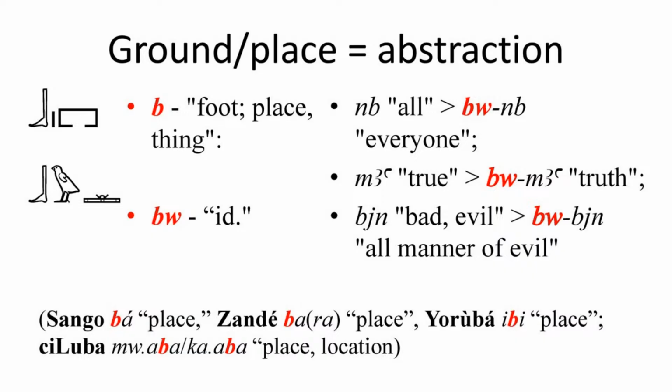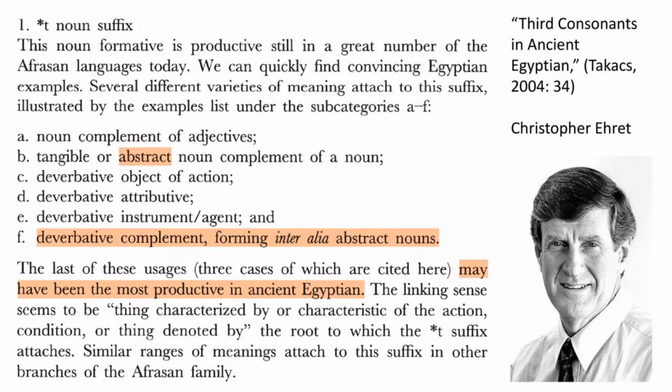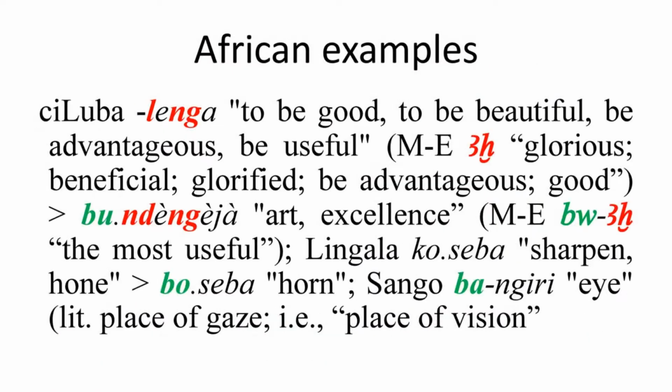To give you an example of this phenomenon outside of the feminine T, but within the ancient Egyptian language, we have the word b, meaning foot, or bu, meaning foot, but it also means place and thing. And so the word for foot and place or ground is used grammatically as a prefix of the abstract. So, for example, you have neb, all, and then you have bu neb, everyone. Then we have the word ma, meaning true, and then you have buma, truth. Bin, meaning bad, evil. Then you have bu bin, all manner of evil. So we're seeing that the word for foot or place is used to mean the abstract. This lets you know that the T suffix was a word meaning ground or place, and then, as I argued earlier, derives from ter or ta, and whatnot.